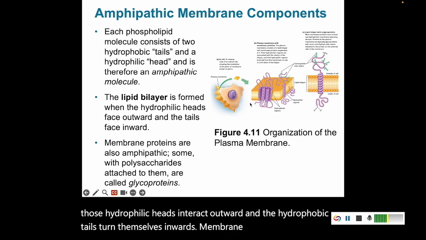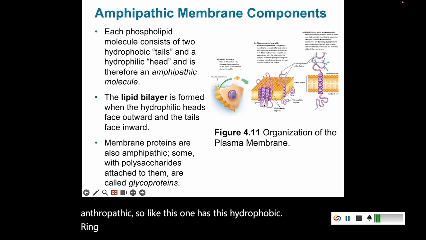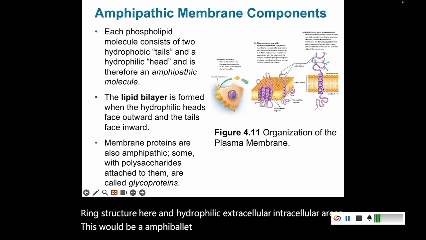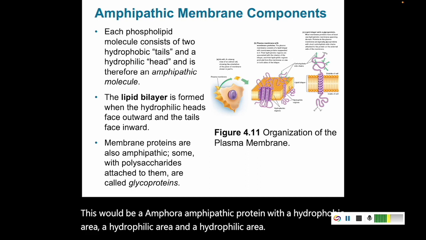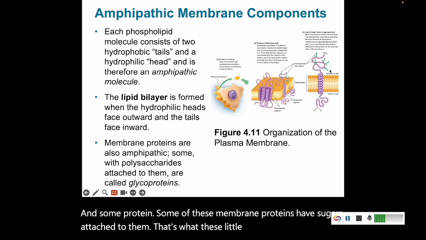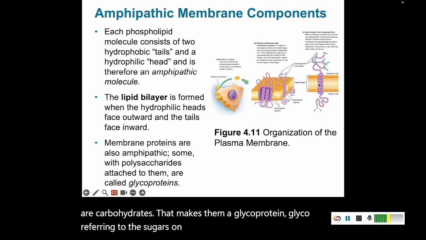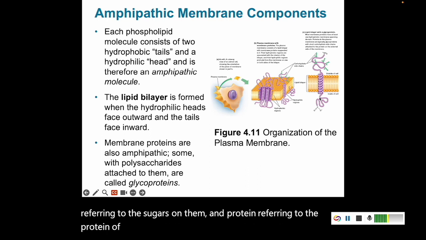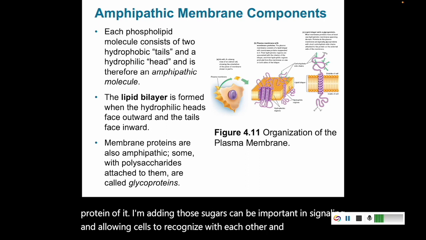Membrane proteins can also be amphipathic. So like this one has this hydrophobic ring structure here and hydrophilic extracellular and intracellular areas. This would be an amphipathic protein with a hydrophobic area and hydrophilic areas. And some of these membrane proteins have sugars attached to them. That's what these little green spots are. These are carbohydrates. That makes them a glycoprotein. Glyco referring to the sugars on them, and protein referring to the protein of it. Adding those sugars can be important in signaling and allowing cells to recognize and interact with each other.